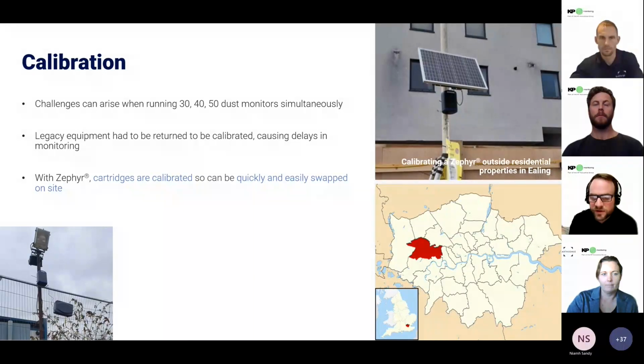Now with the Zephyr, we simply order a new calibrated cartridge. We can keep the monitor on site and basically perform a hot swap. This constitutes a big win for us. We can then throw up a ladder, switch out a cartridge, be gone in 10 minutes.